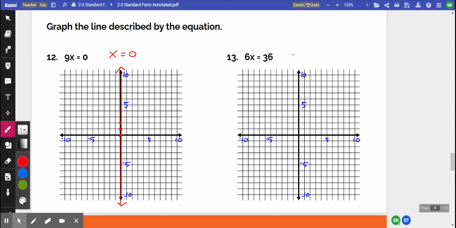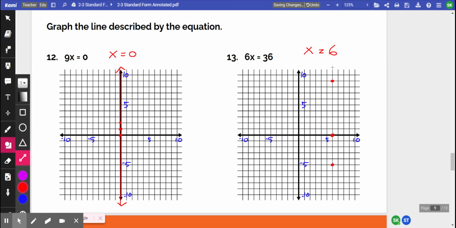Here's the reveal for number 13. If I divide both sides by 6, I'll get the equation x equals 6. So that means x is always at 6, no matter what y value. So when y is 0, x is 6. When y is -5, x is still 6. When y is +9, x is still 6. So I can create a vertical line that goes through x equals 6 right here. And that is the graph for number 13.